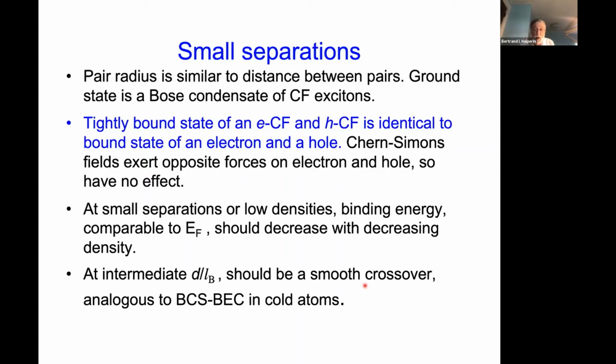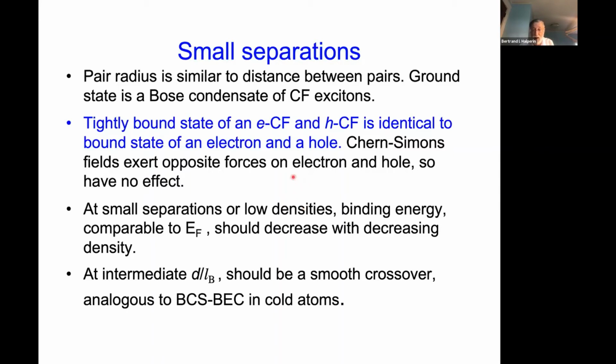Well, that's okay, because once we get the tightly bound state of the electron composite fermion and the hole composite fermion, it actually becomes identical to a bound state of an electron and a hole, because all these Chern-Simons fields exert opposite forces on the electron and the hole. And since the electron and hole are tightly bound together, it has no effect. So it makes no difference in that case whether we're talking about electrons and holes or electron composite fermions and hole composite fermions.